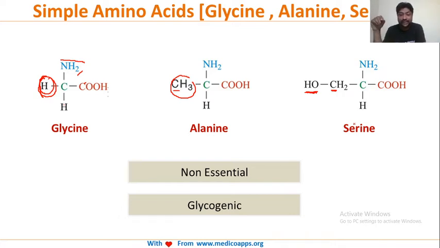Okay, is it clear? Now all these three are non-essential and all these three are glycogenic. Very important to remember. So glycine, alanine and serine, all these three are very simple amino acids. They have very similar structure and very similar properties also. Number 2 is alanine, only one carbon side chain, and this is serine, a carbon with one OH. So is everybody clear about these simple amino acids, glycine, alanine and serine?